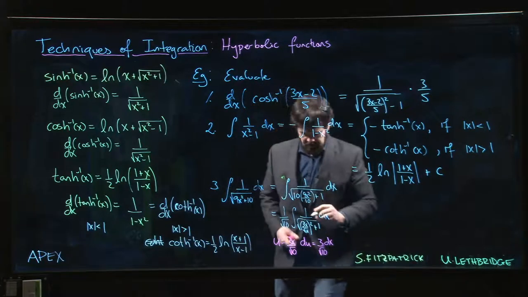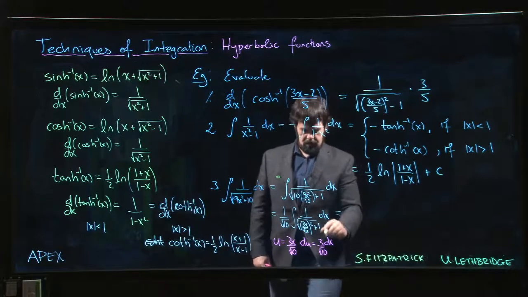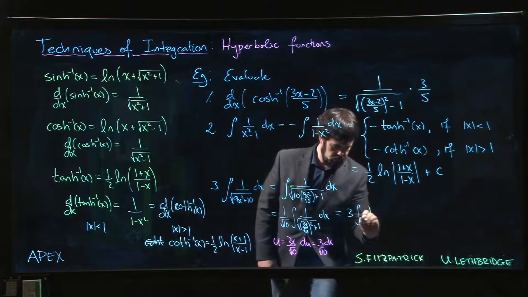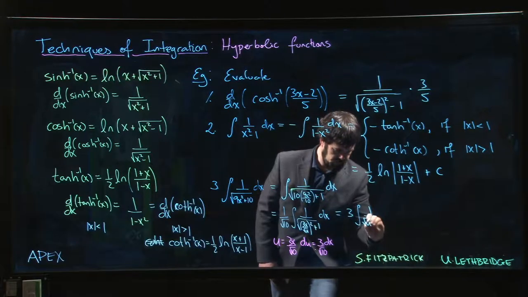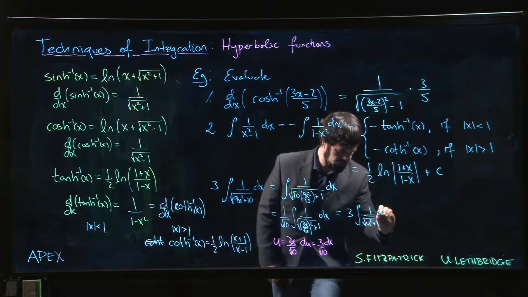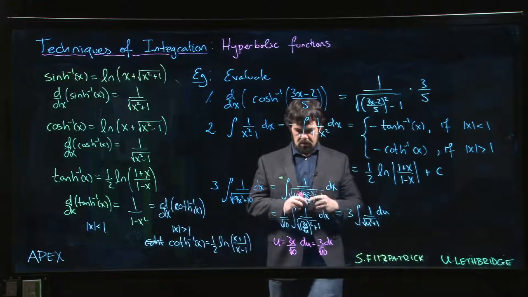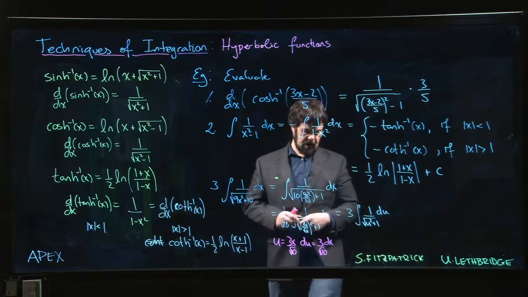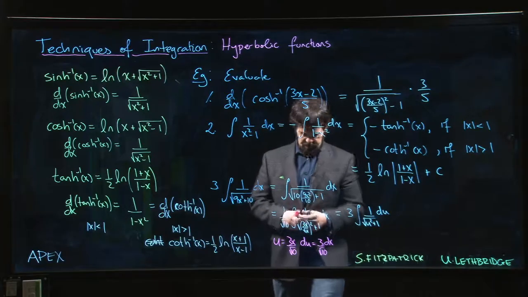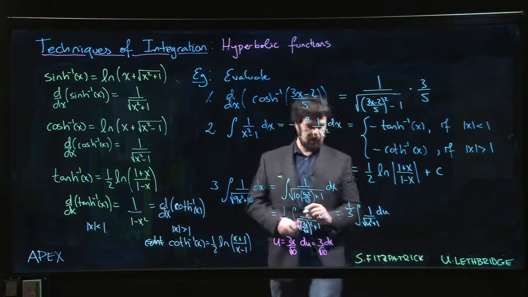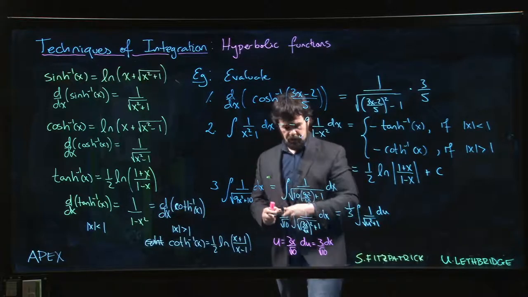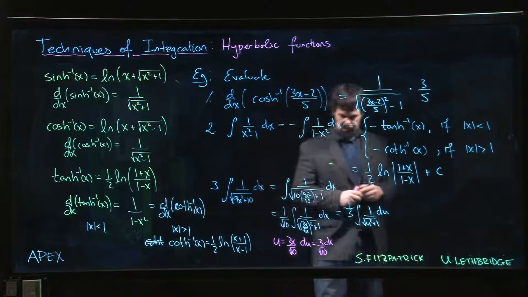So this is going to become 3 times the integral 1 over the square root of u squared plus 1 du, right? So I've got to flip that. I get root 10 over 3. Oh, sorry, this should be 1 over 3, one third, right? Root 10 over 3 times 1 over root 10. The root 10s cancel, leaving me with 1 over 3.